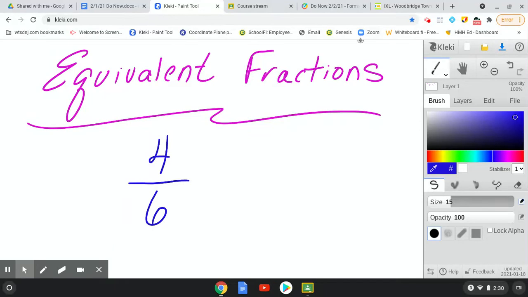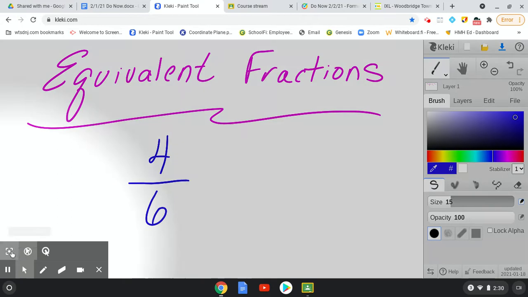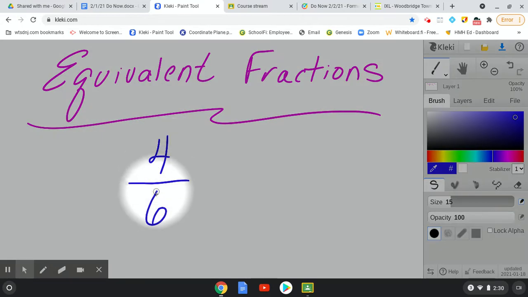Quick review on equivalent fractions. So in order to come up with an equivalent fraction, you are going to either multiply or divide the numerator and denominator by the same number.